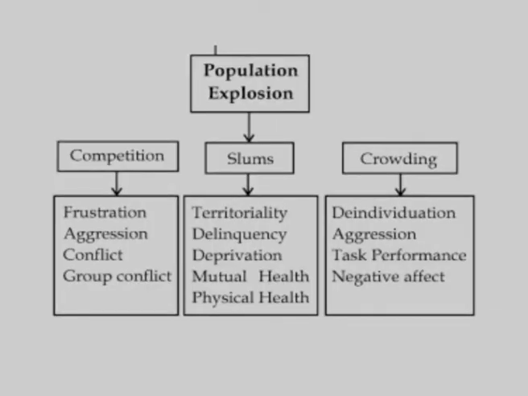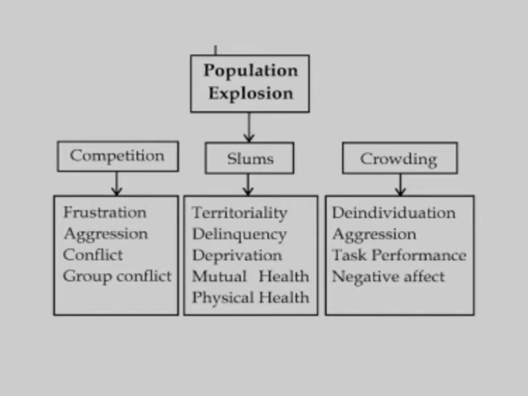Now, let us see what are the psychological consequences of population explosion, after trying to understand why there is population explosion. The immediate consequences of population explosion are an increase in slum dwellers, an increase in competition, and also lots of crowding. Please have a look at this figure. Here you can see that the population explosion results in these three consequences: competition, increase in slums and crowding.